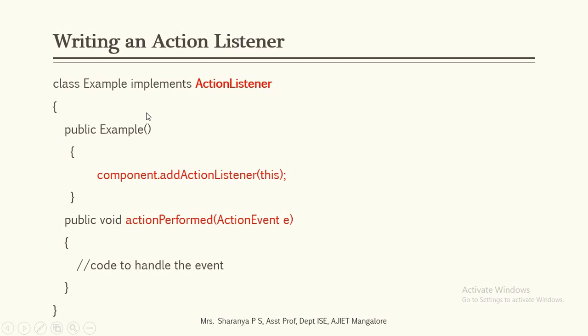And inside that, in the constructor that we have defined with the class name, for example, we add the registration details. That is, whichever component we want to register with this action listener. For example, button dot add action listener is a method responsible for adding the corresponding component with respect to those listeners, and we are passing the instance of this object.